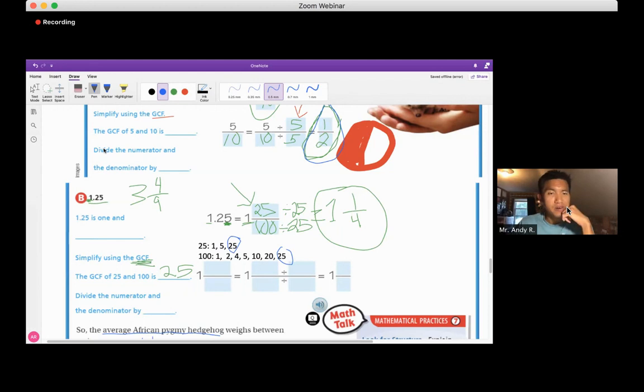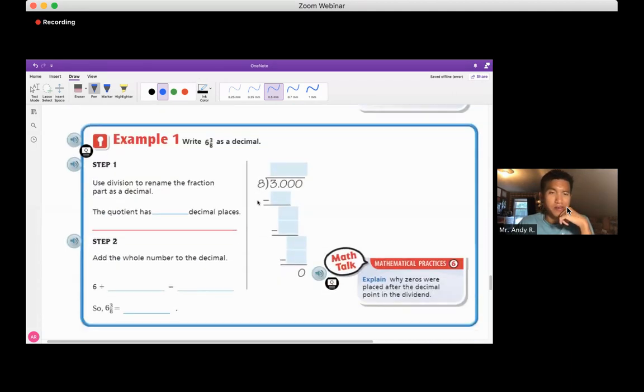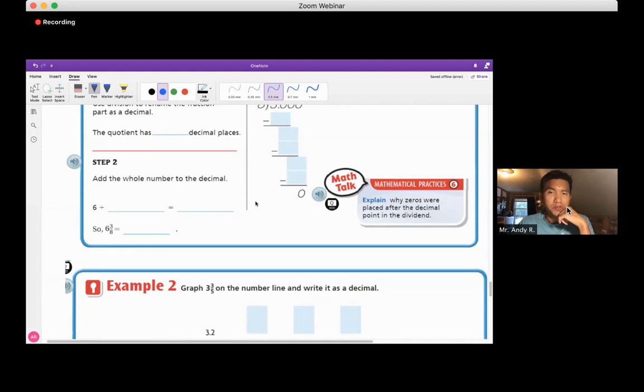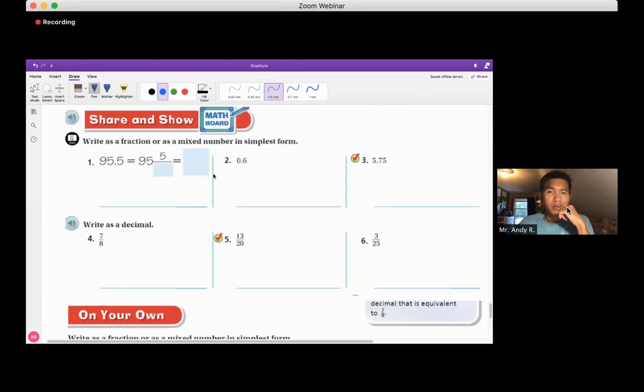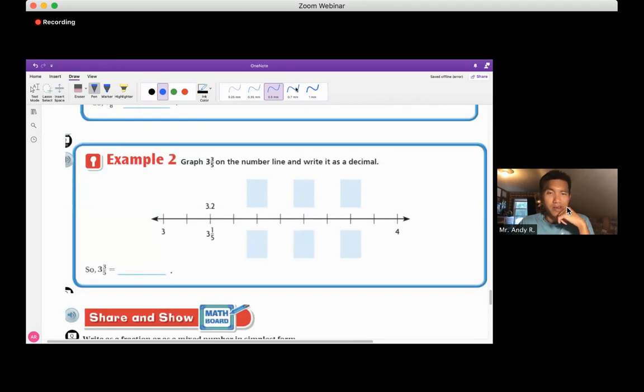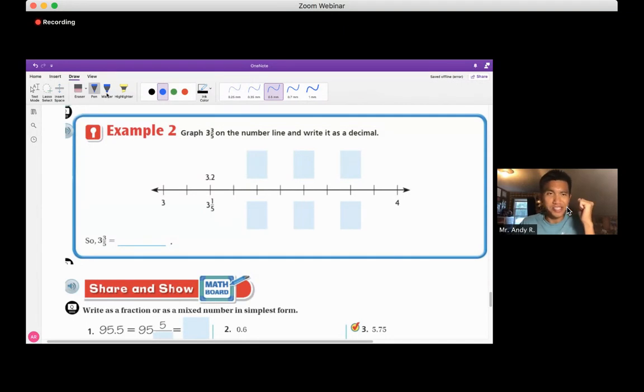Okay, we're gonna do example 2 right here. I'm gonna show you what fractions and decimals look like on a number line. Okay, so everyone draw this right here. Draw this on your notebook.